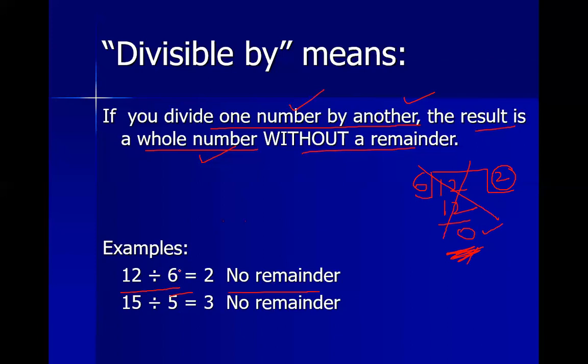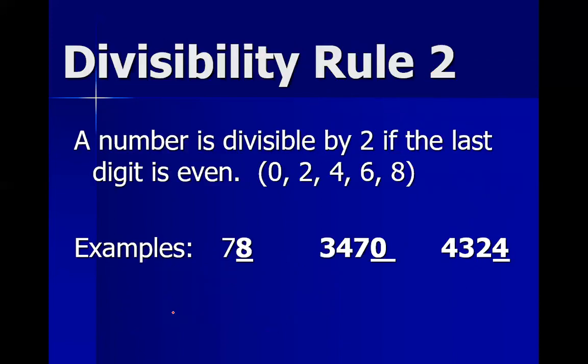For example, if you have 15 divided by 5, when you divide one number by another and get a whole number, leaving the remainder 0, it means that the number is divisible by 5. So here 15 is divisible by 5. That's why we always say the number is completely divisible, because it leaves the remainder 0. So let's learn the divisibility rule of 2.